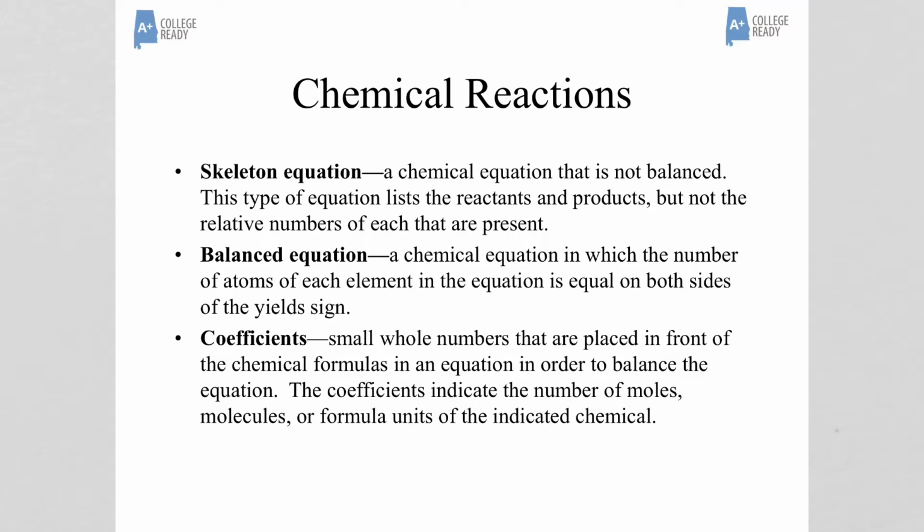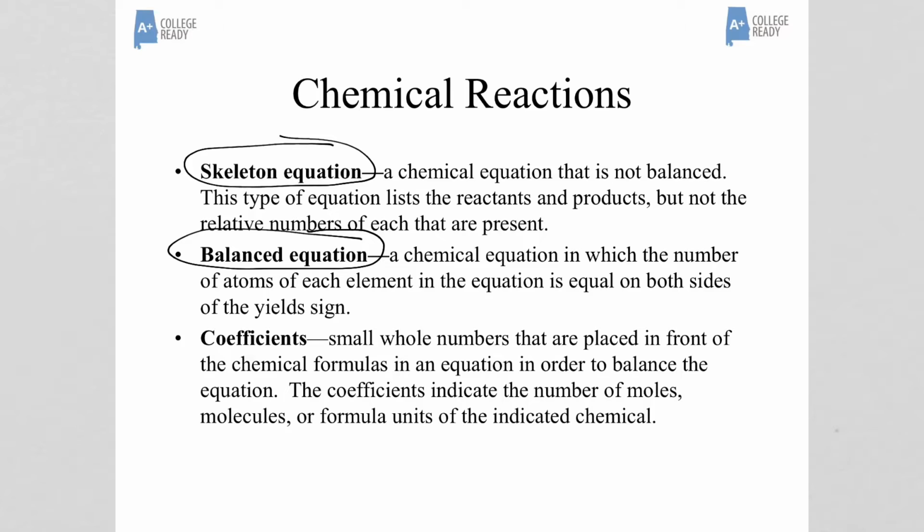We'll talk about several kinds of reaction equations. We may use word equations, where we're only given the names of the reactants and the products. We may have a skeleton equation. This is a chemical equation that has the formulas for the reactants and products written out, but the equation hasn't been balanced yet. Usually we're going to try to work with balanced equations.